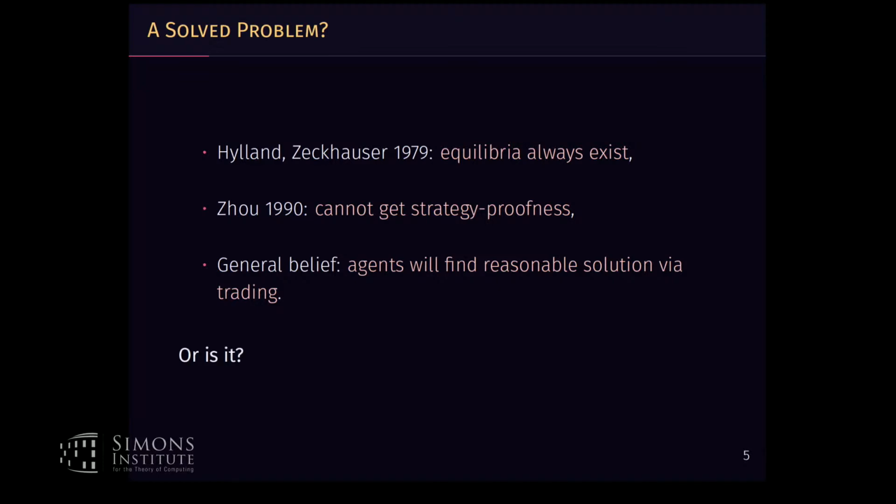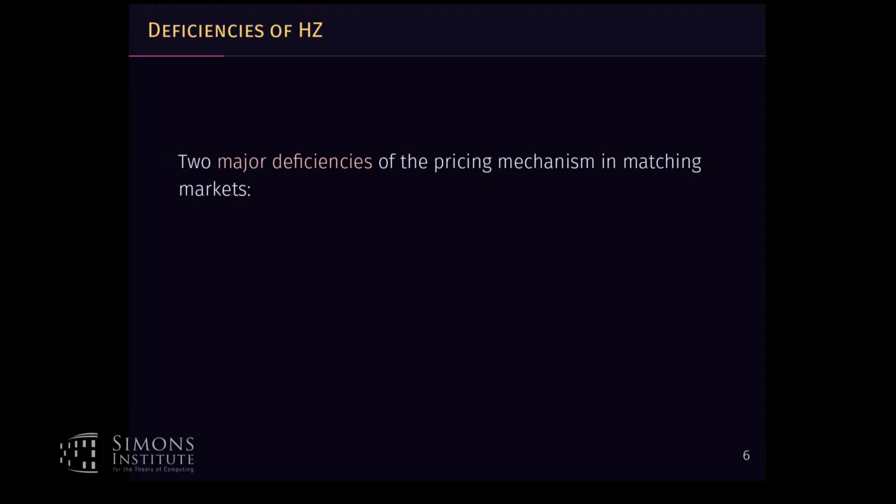But I want to argue in this talk that actually there is still a lot of really interesting research in cardinal matching markets like this, because this problem is not quite solved. And the reason is that there are two major deficiencies that this pricing-based approach has for matching markets. The first is already in the title of the talk, and I will get into this in more detail. And that's the fact that these equilibria are near impossible to compute, both in theory and in practice, as we will see.